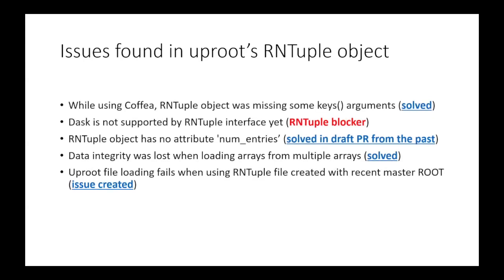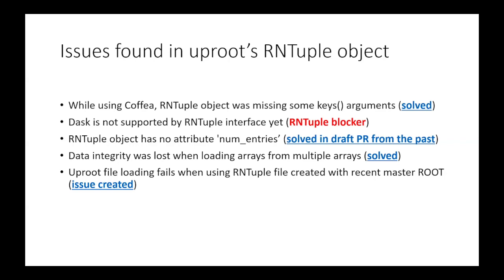During the fellowship, multiple issues were found in the uproot RNTuple object. I specify them here. One of them was that while using Coffea, the RNTuple object was missing some key arguments. It was a simple fix. We solved it. The biggest blocker was that Dask is not supported by the RNTuple interface yet. I couldn't continue this, so I focused on uproot.